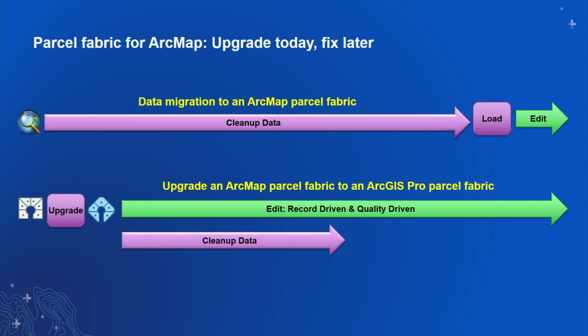All right, so let's have a look at upgrade. Now we're looking at those of you who have a Parcel Fabric in ArcMap, and now we want to move to this new data model. Well, we have a simple upgrade tool that you will run on this Parcel Fabric. It's a geoprocessing tool, and Amir's going to show it to you. You don't have to fill out 15 different fields. It's just an upgrade that works in the background.